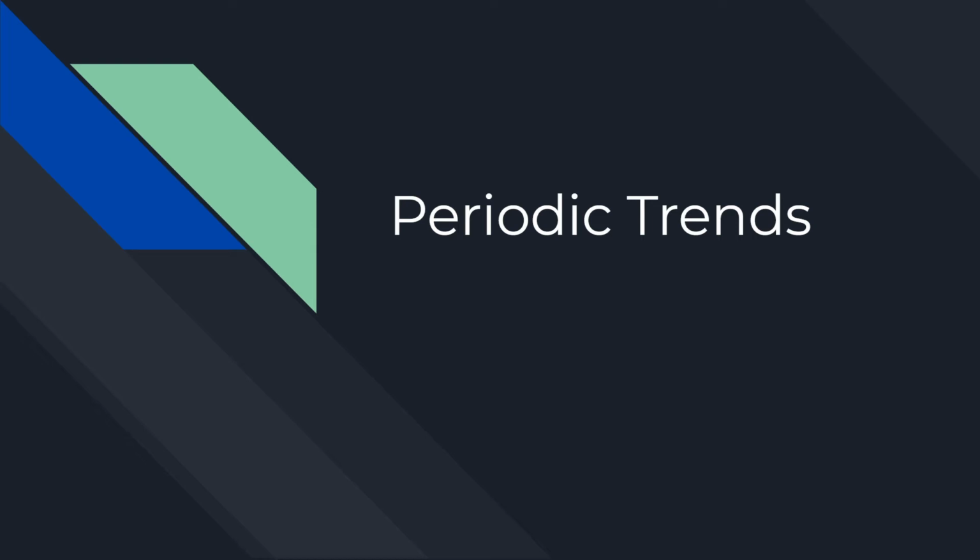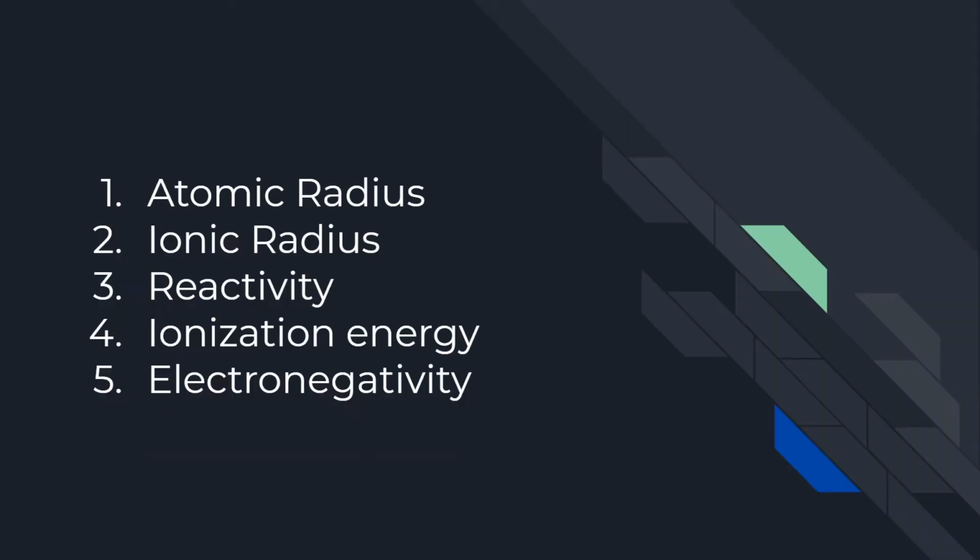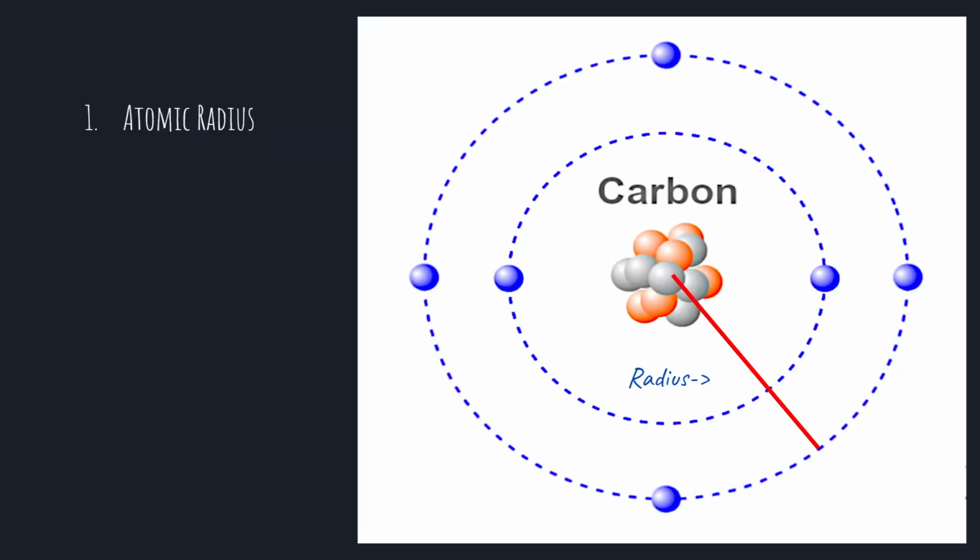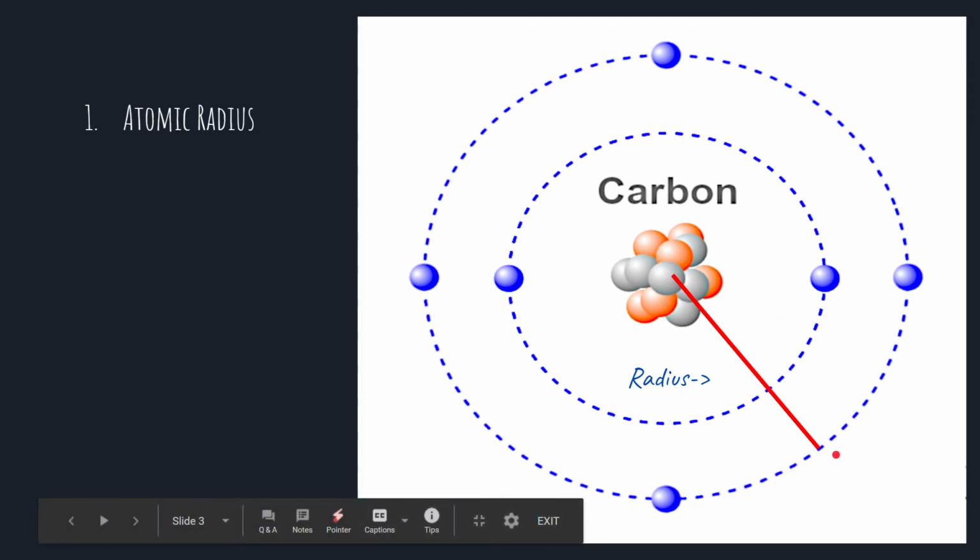Okay, so today we're going to go over the periodic trends, basically just patterns scientists have found in the periodic table. Okay, so the ones we'll be looking at are atomic radius, ionic radius, reactivity, ionization energy, and electronegativity. So, what is atomic radius? Basically just saying how wide an atom is from its center, the nucleus, to its outer edge.